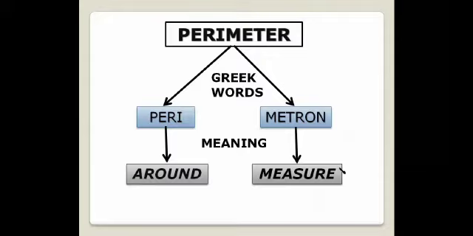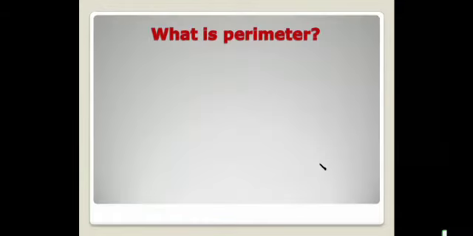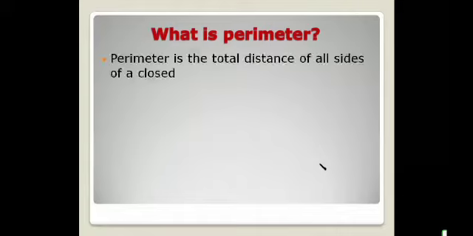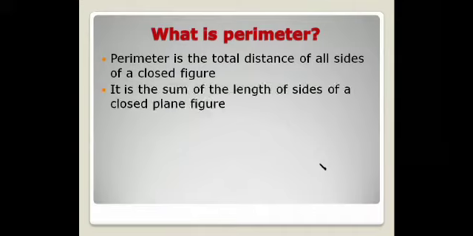Now, any figure, any geometrical figure, that is rectangle, triangle, square, five-sided, six-sided, each side will be having a measurement. So all the sides' measurements together, when you measure and add together, you will get the perimeter. So what is perimeter? Perimeter is the total distance of all the sides of a closed figure or geometrical figure, you can say. It is the sum of all the lengths of the sides of a closed plane figure.